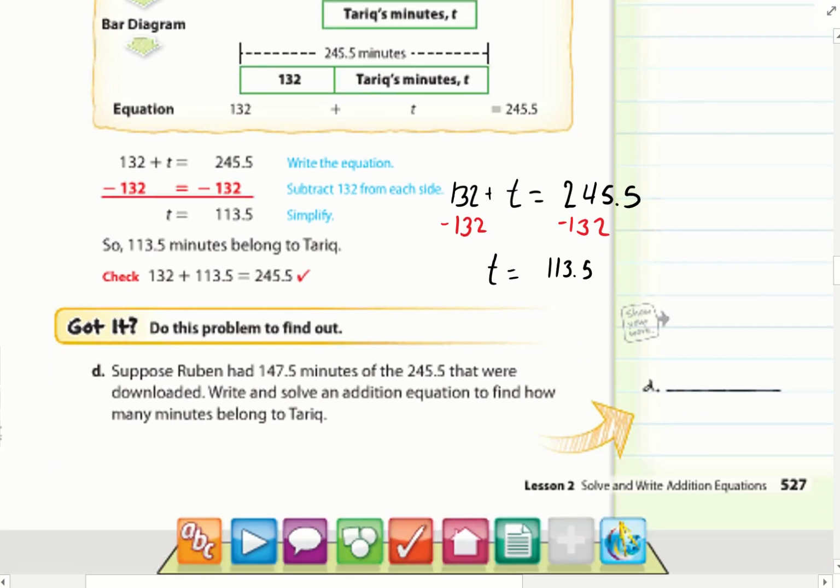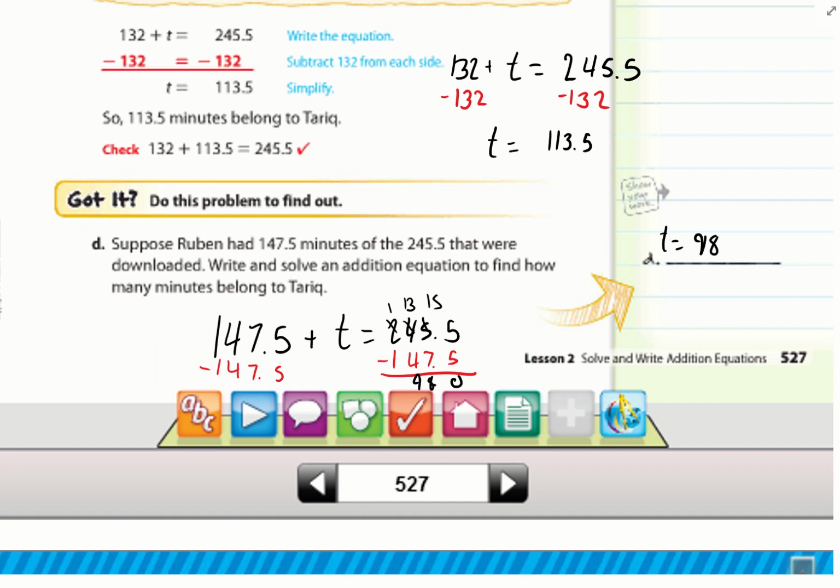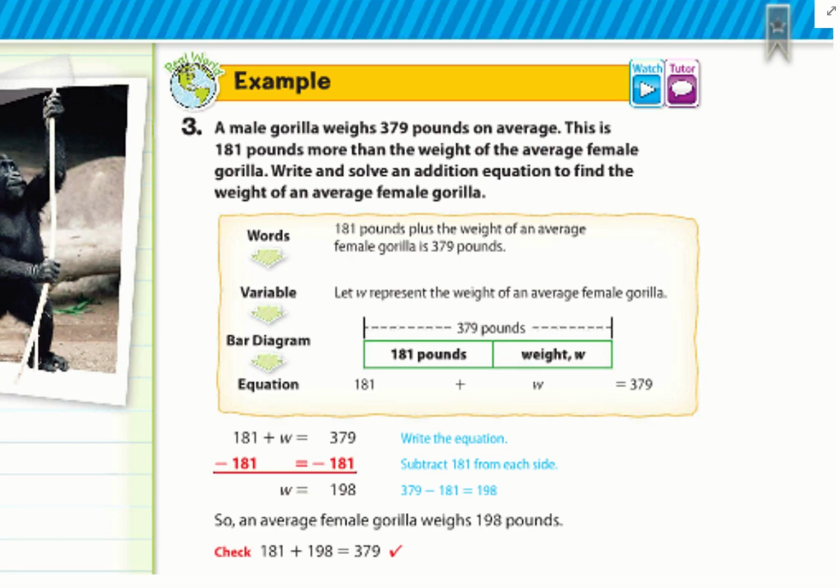Go ahead and try D. So for D, now Ruben has 147 and a half minutes. So we changed Ruben's minutes to 147 and a half. So now if that is true, Tariq now has 98 minutes of music. So go ahead and try it.